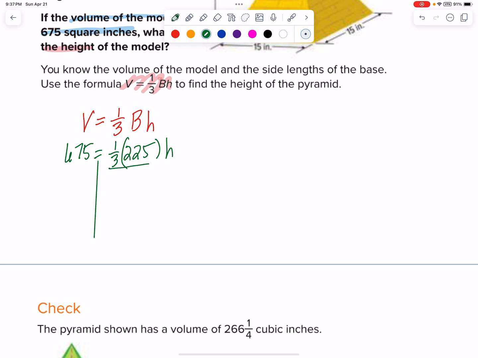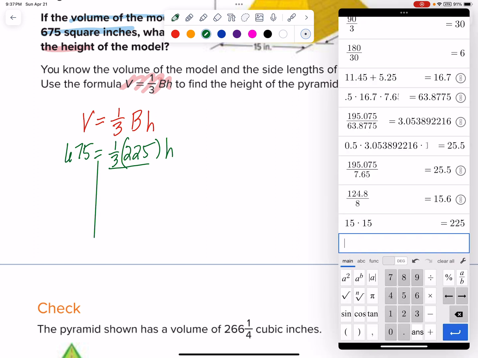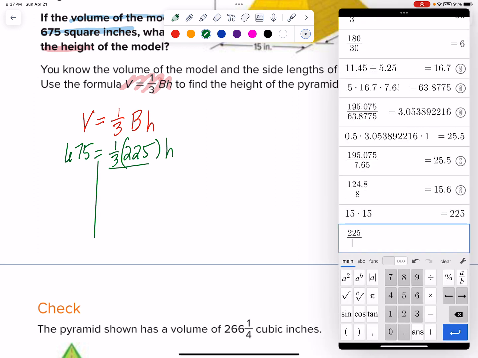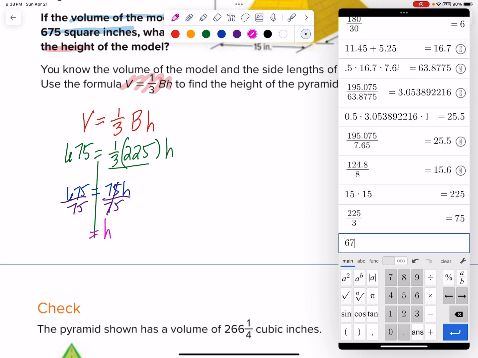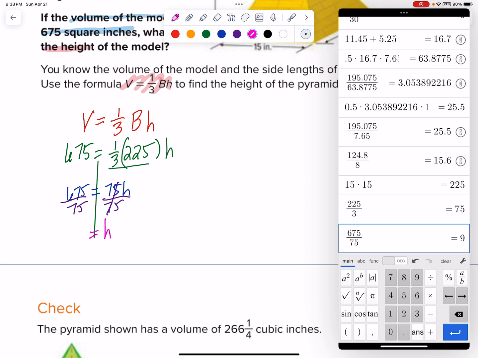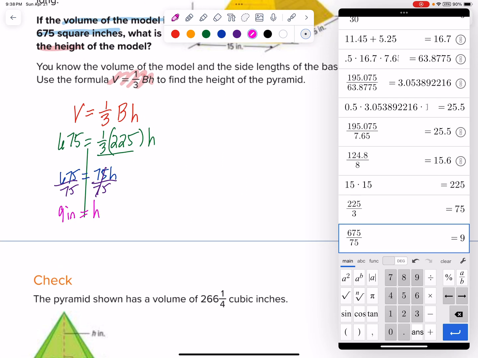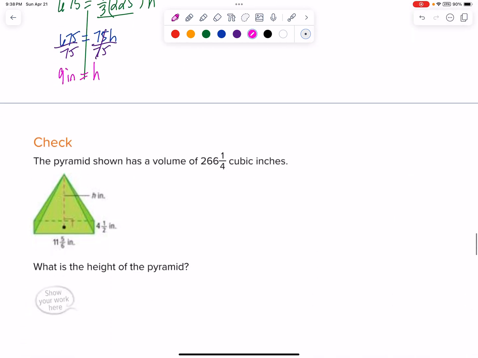Now we can go ahead and solve for h. So we're going to take care of this first: 1/3 times 225, or 225 divided by 3, same thing. And so we end up with 675 equals 75h. Let's go ahead and divide both sides by 75. And we end up with our answer of a height of 675 divided by 75, and we have a height of 9. Now what's the unit? It is in inches. That's just a linear distance, so we leave it at that.